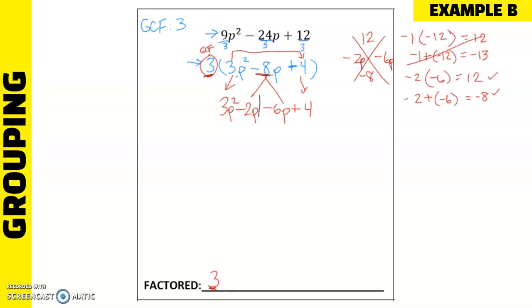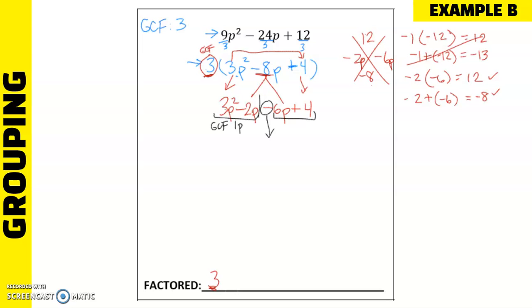All right, so we're here. We're going to group the first two. We're going to group the second two. I'm going to keep that sign in the middle and bring it down, okay? All right, so GCF for 3p squared minus 2p. Well, 3 and 2, that's 1. And then p squared and p, oh, they share a p, okay? So that's going to be 1p.